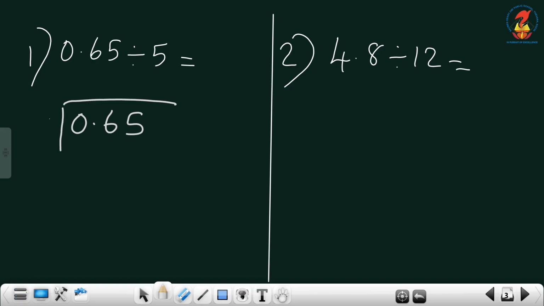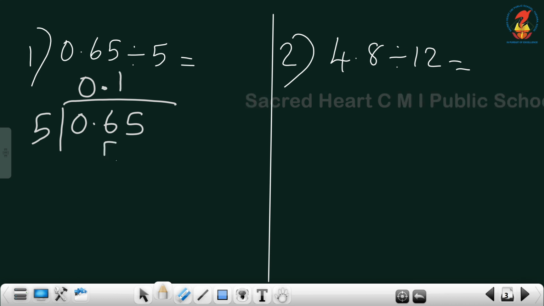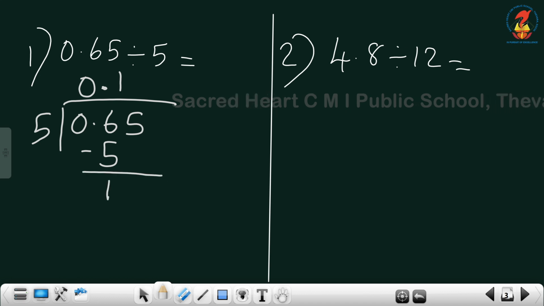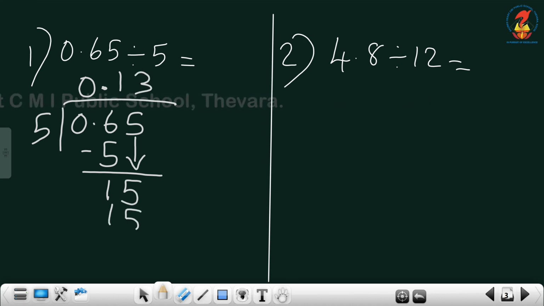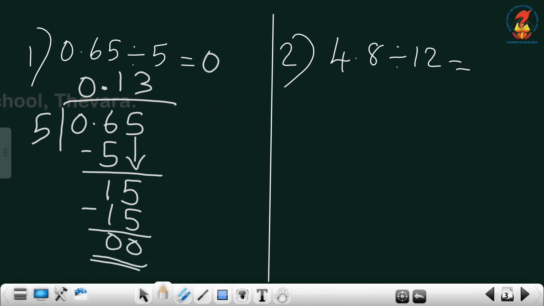And the next one is 0.65 divided by 5. See the first part is 0 only. 5 into 0 is not possible. So 0, and after that the point. After that 6. 5 ones are 5 and the remainder is 1. And for the next step I need to take the next digit down, that is 15. 5 threes are 15 and the remainder is 0. So the answer is 0.13.